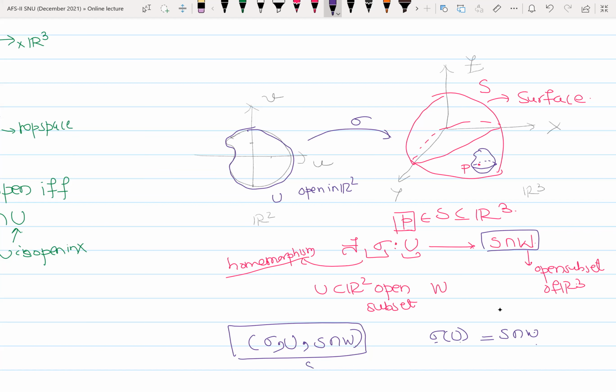So this we are going to call a surface patch. So far I did not give you a definition of topological manifold, but this data is called a surface patch. If you can find a surface patch for every point on S, then we will call it a surface. So for every point you should be able to find this sigma, U and W such that these conditions are satisfied.